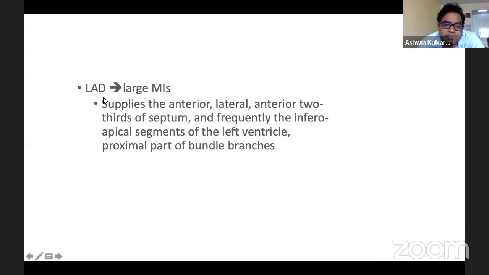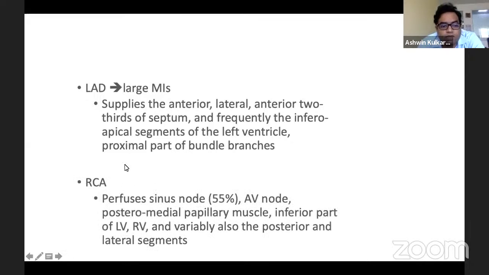Left anterior descending artery infarctions usually cause large MIs. It supplies the anterior wall, the lateral wall, the anterior two-thirds of the septum, frequently the inferoapical segments of the left ventricle, and even the proximal part of the bundle branches. Whereas the right coronary artery perfuses the sinus node in around 55% of patients. It perfuses the AV node, posteromedial papillary muscles, the inferior part of the left ventricle, and the right ventricle also.